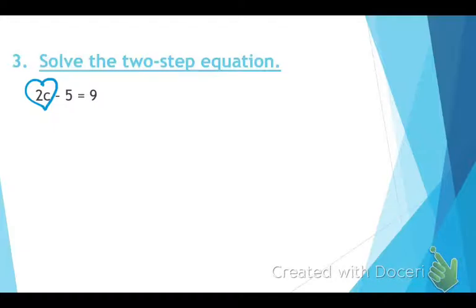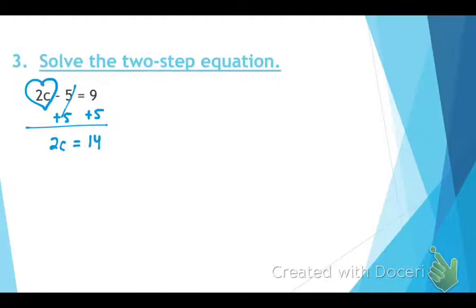So looking at this, I have to get rid of subtract by 5 first. What is the inverse, or what is the opposite of subtract by 5? Add by 5. So I'm going to add 5 to both sides. This cancels out. I'm left with 2c equals what, guys? 14.